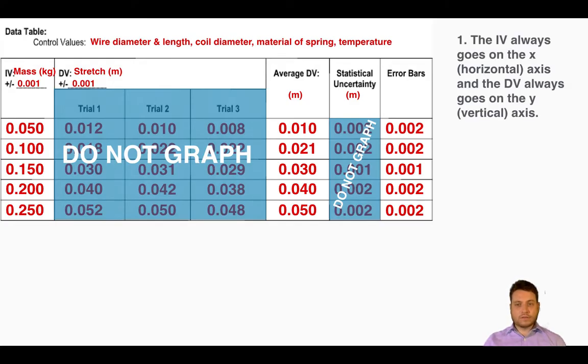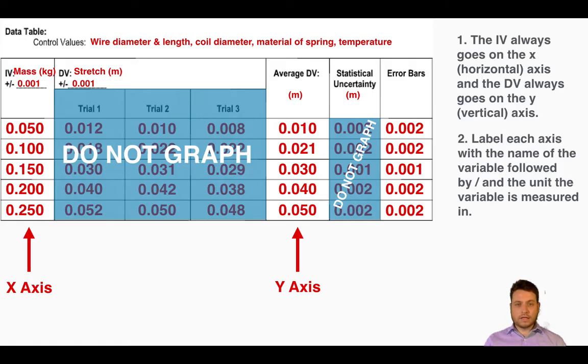The IV always goes on the x-axis of our graph, and the DV always goes on the y-axis, the vertical axis. So these values are what you would put on your x-axis. These values are what you would put on your y-axis. You'll want to also label your x-axis with the name of the independent variable and label your y-axis with the name of the dependent variable.